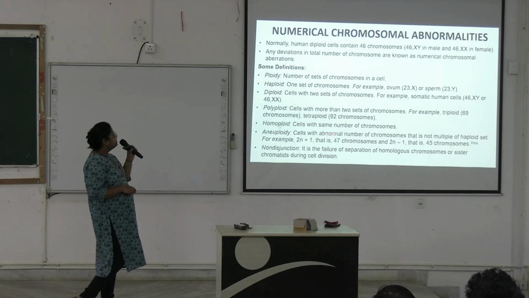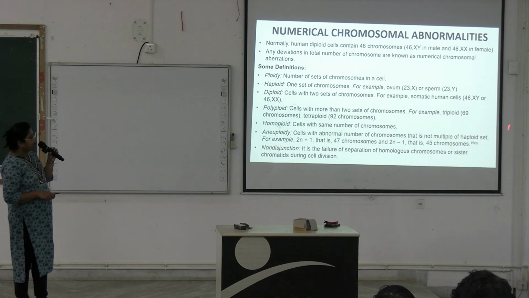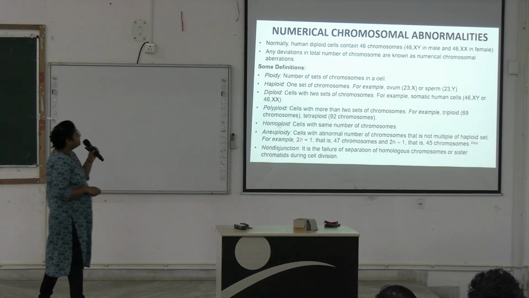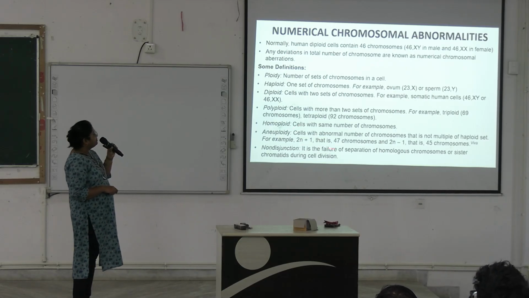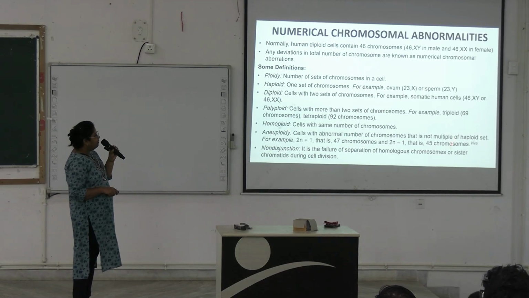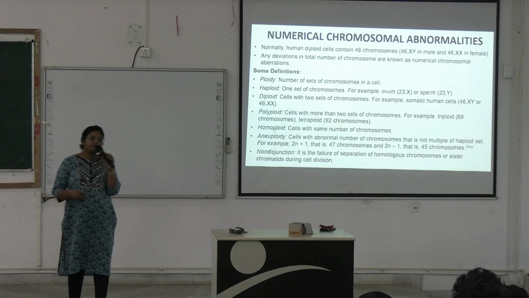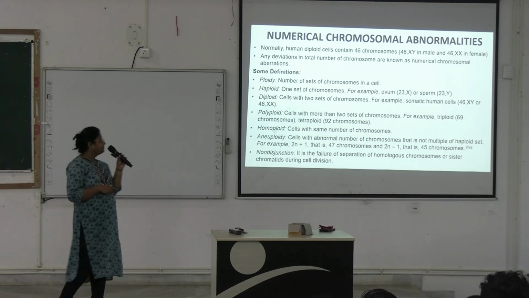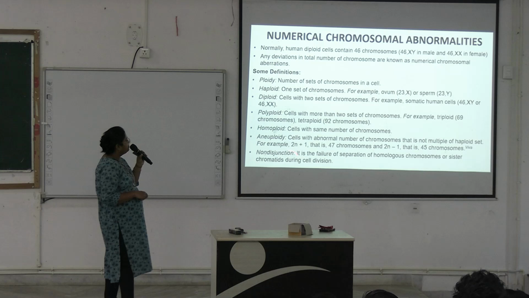Aneuploidy means cells with an abnormal number of chromosomes, that is, not a multiple of the haploid set. So for example, 2n plus 1, where 2n is the normal somatic cell chromosome number plus 1, so 47 chromosomes. 2n minus 1 means 45 chromosomes. 45 chromosomes are present in Turner syndrome, 47 chromosomes are present in Klinefelter syndrome. Okay, so it occurs due to non-disjunction.